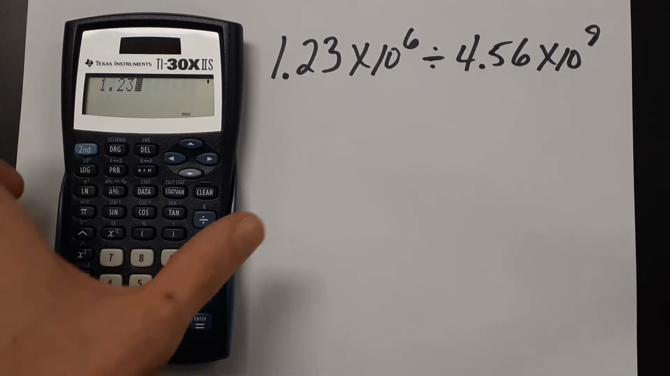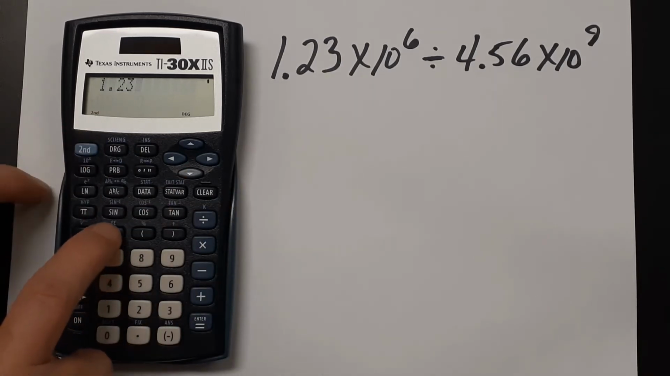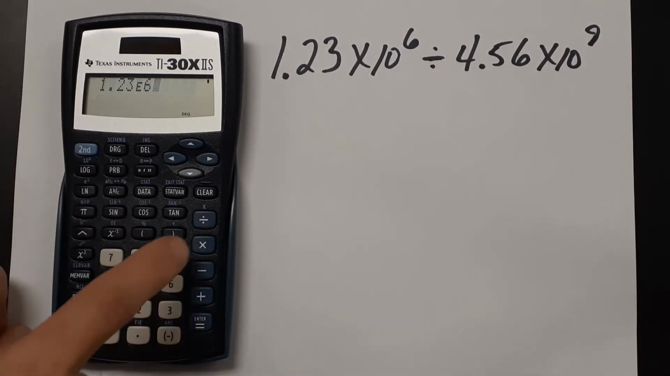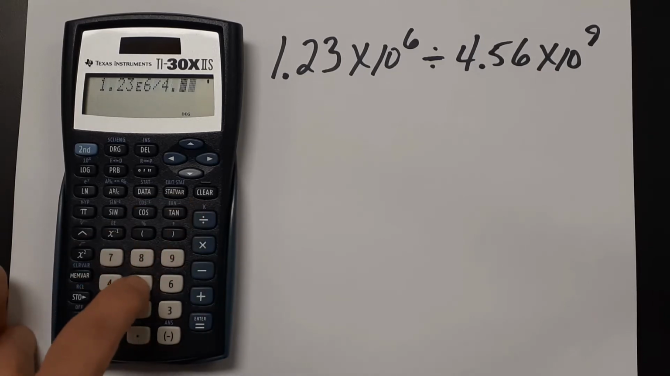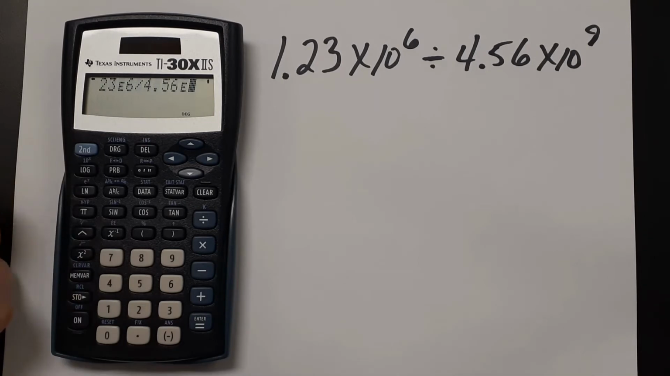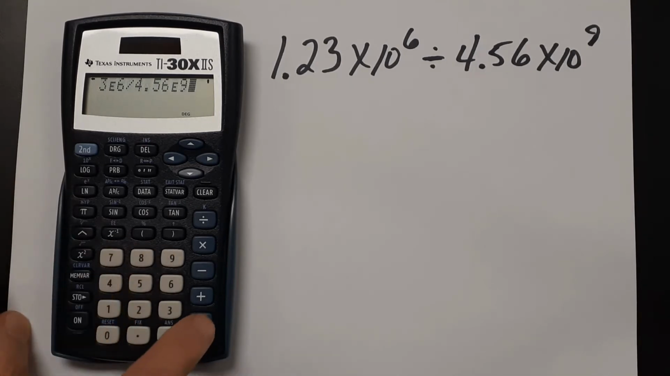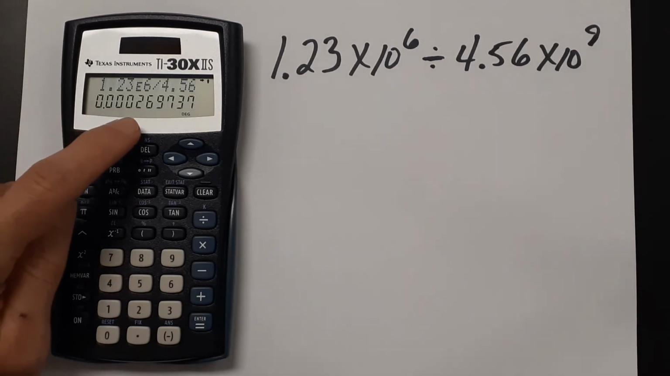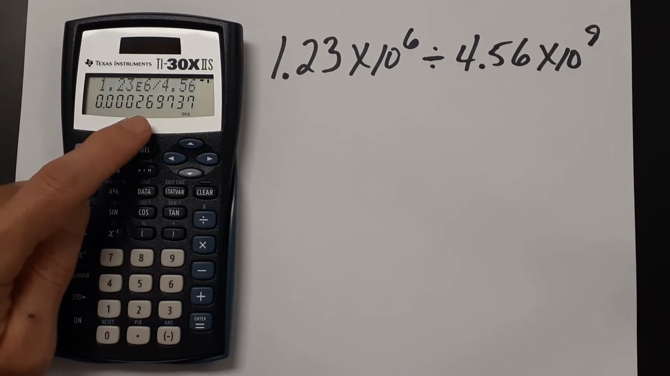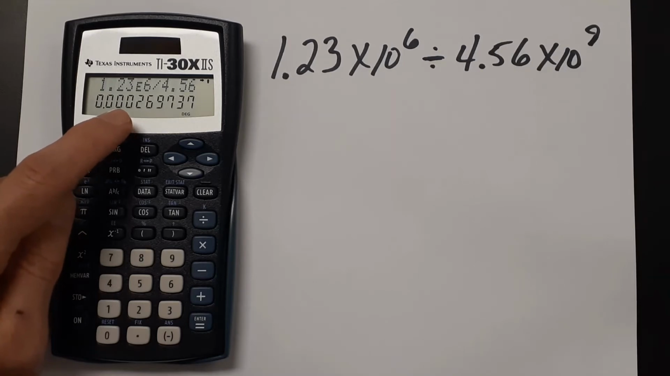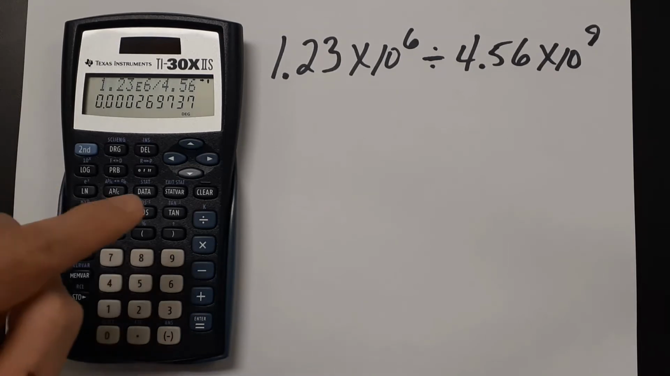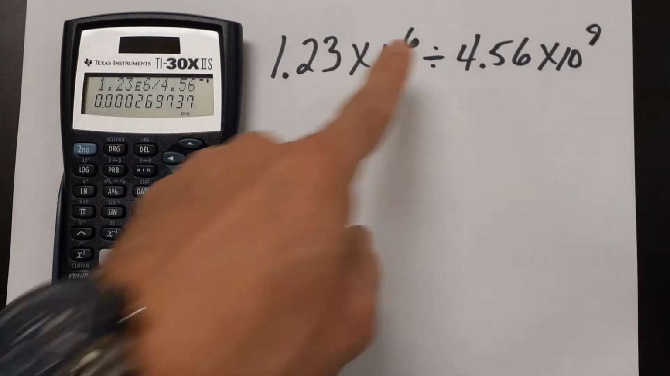So I'm doing 1.23, and then what I just showed, second exponent. It gives me that E. Now I type in the exponent, which is a 6. Divided by 4.56, double E, exponent is 9. And now I'm going to hit enter. And now I have, in scientific notation, 2.7 times 10 to the negative 4 exponent, 0.000269, and so on. But that's what you want to look for, that double E button. You're going to type that instead of all this times 10 raised to some power.